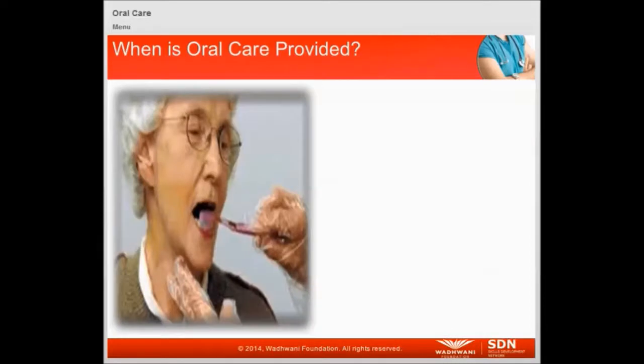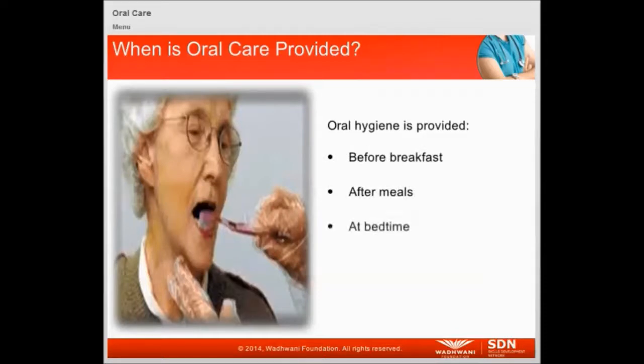When is oral care provided to patients? Oral hygiene is provided before breakfast, after meals, at bedtime, and other times as requested or necessary.